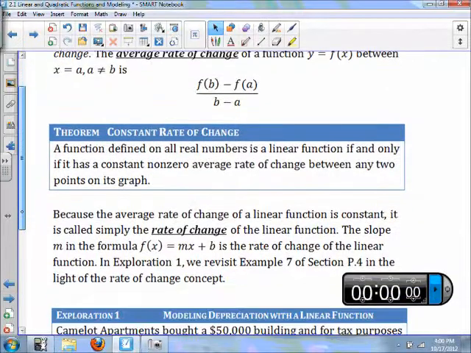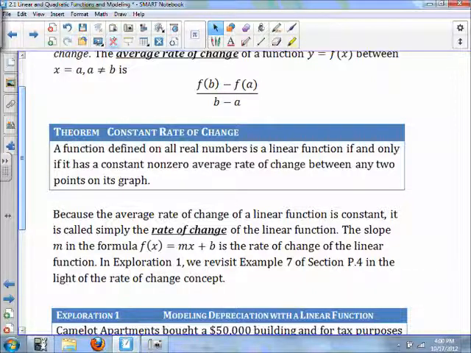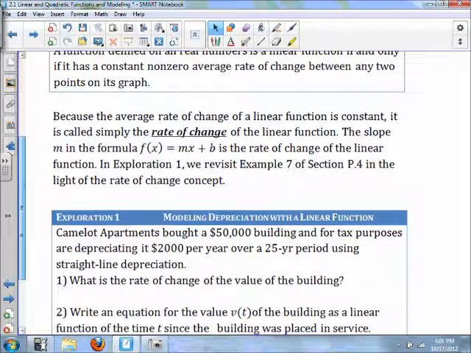Now, the constant rate of change theorem. A function defined on all real numbers is a linear function if and only if it has a constant non-zero average rate of change between any 2 points on its graph. We'll get into this. Now, because the average rate of change of a linear function is constant, it is simply called the rate of change of the linear function. The slope, which is m, is the rate of change of a linear function.